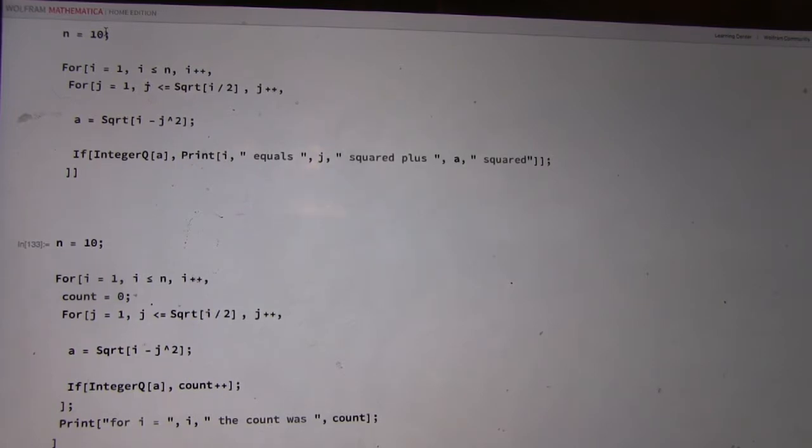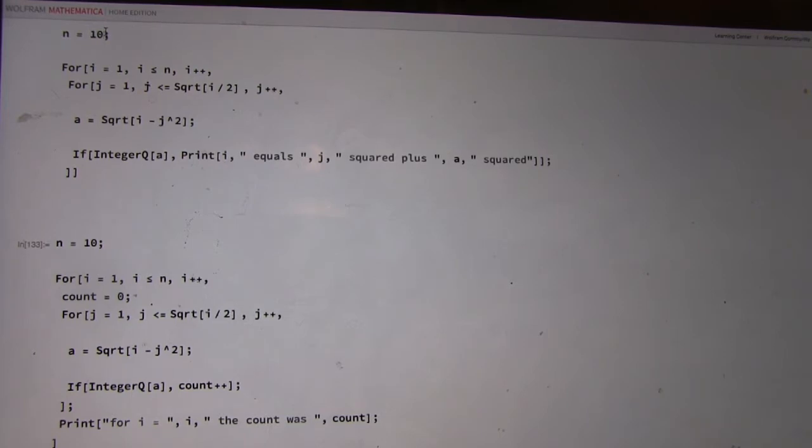Okay. Oh, and now for every i, you check for j is 1, and it goes up by 1 until it's less than or equal to the square root of i over 2. And why did we, it was hard to figure out that we had to stop checking there. Like, why do we stop checking at the square root of i over 2?